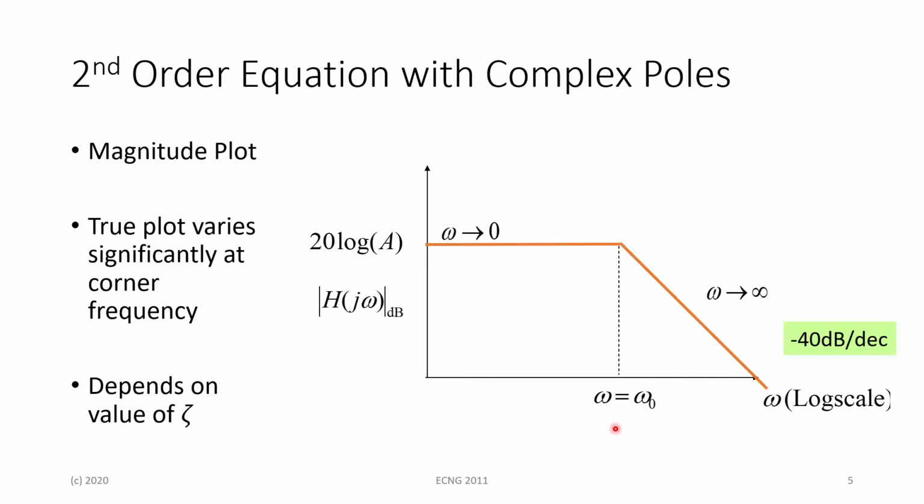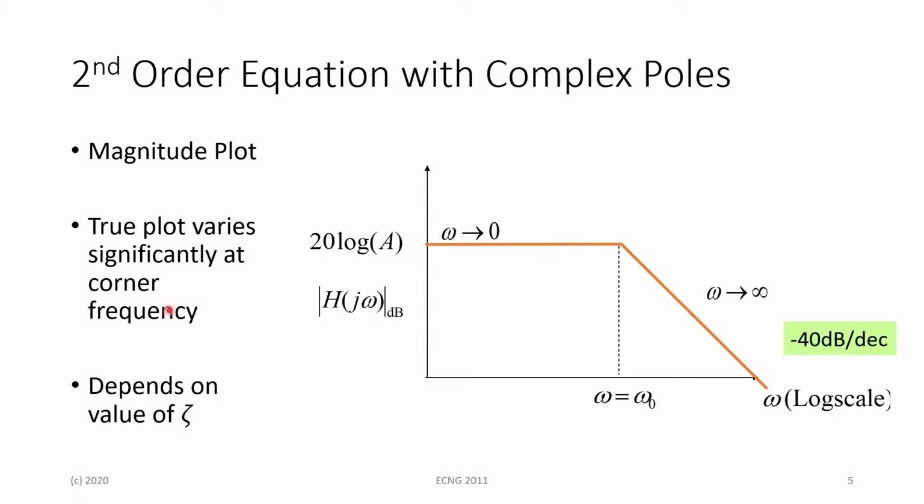The resultant graph, because we don't really care what happens at the corner frequency for a straight line approximation, means that for everything before that corner frequency, we're going to be at 20 log of A, which is going to give us a resultant decibel value. And for everything after that corner frequency, we're going to have a constant slope of minus 40 decibels per decade. In particular, at this corner frequency, we're going to observe the resonance effects in the next few slides. And that resonant effect is going to depend on the value of the damping factor, or zeta.